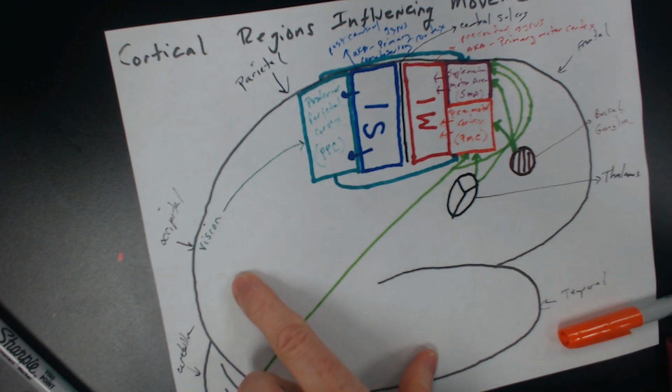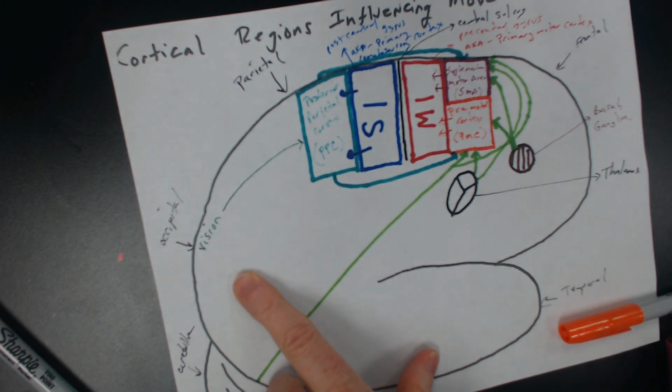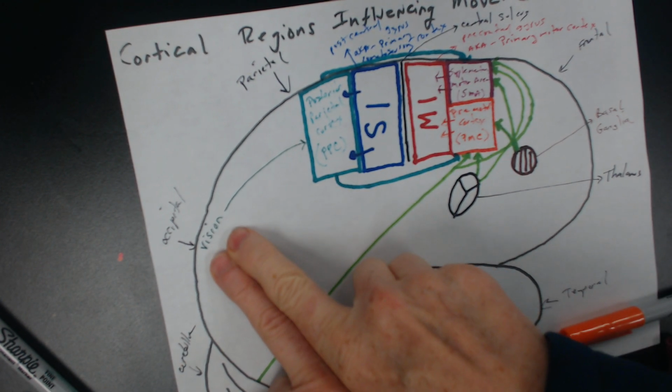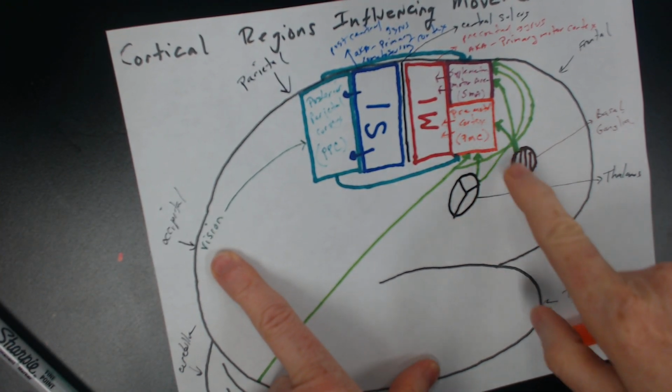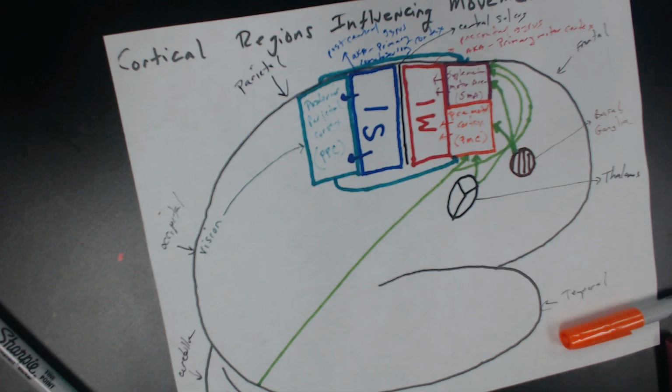Vision has a whole different route that we're going to talk about later in the semester. So this is kind of a special guy coming through here. Vision does go through the thalamus too, but the thalamus is relaying all that information. So it's a redundant system.